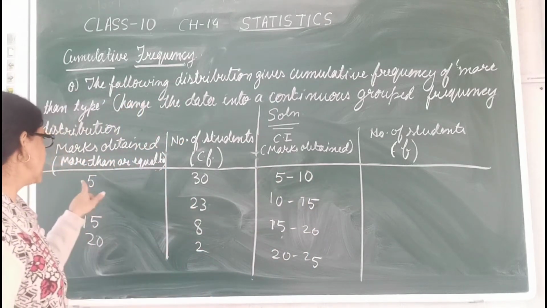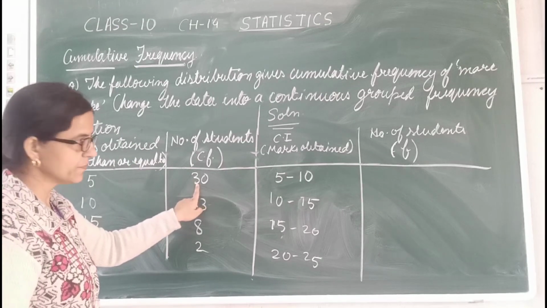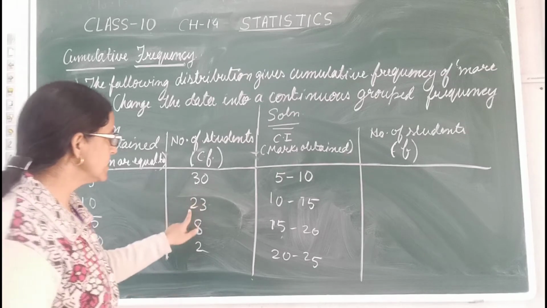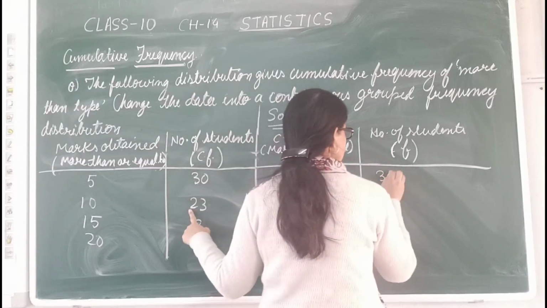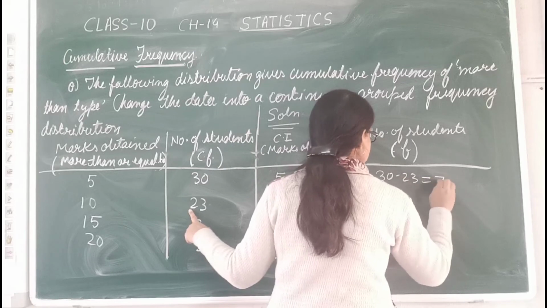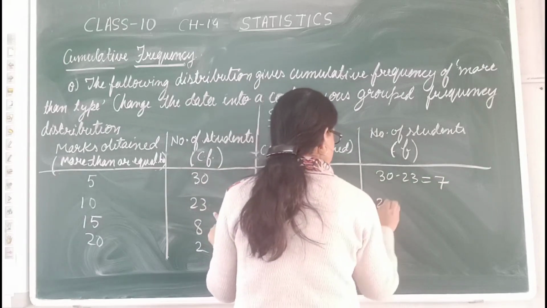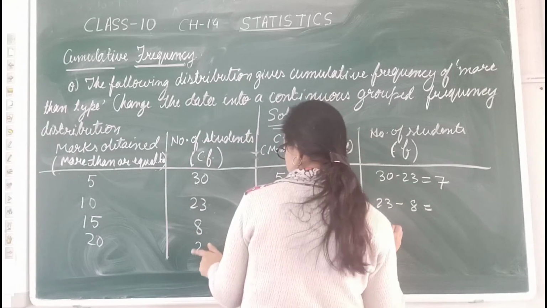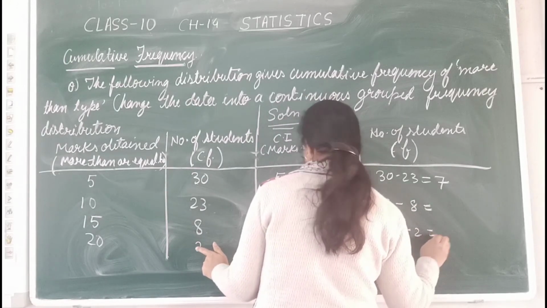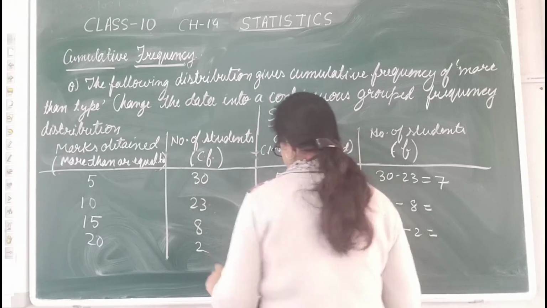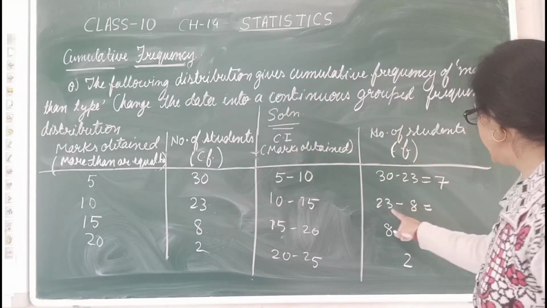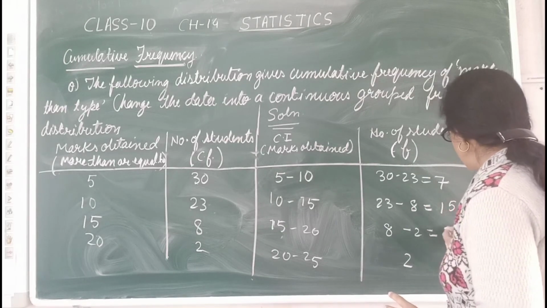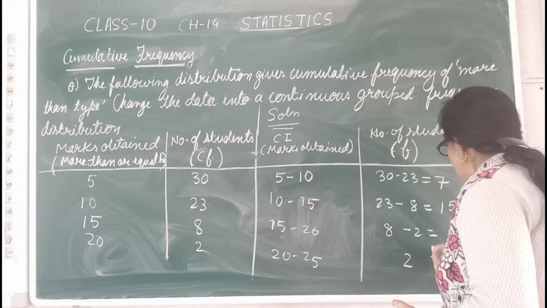Now the number of students. So more than 5, all have got. But for 5 to 10, how much? So all minus the rest. So 30 minus 23, that is 7. Next will be 23 minus 8, whatever we are getting. Then over here, 8 minus 2, whatever we get. And the last one is 2. So over here let us subtract: 7, 15, 6 and over here it is 2.